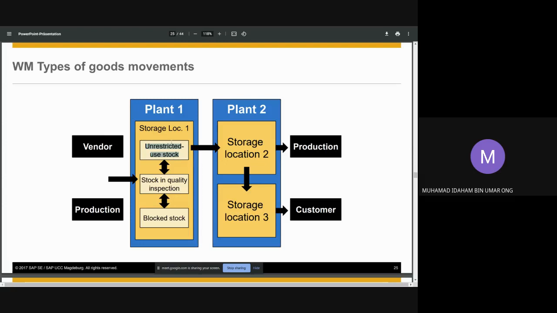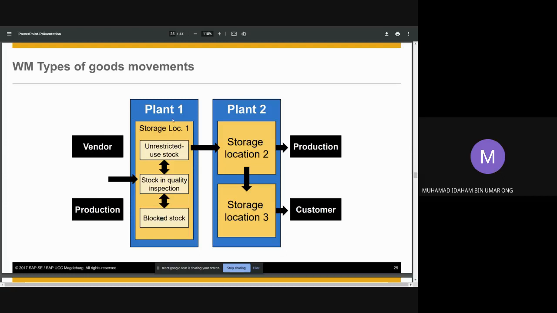Also, before the books are put on the shelf of the library, you are going to put some tagging on the books so that in the future you know where the book is located, so it can be taken out, and when the book needs to be put back inside the library, you know where it should be put back after it's been borrowed by the student or the lecturers. Those are the things that happen after it's labeled as unrestricted stock, use stock, which means it can be used. Blocked stock means maybe there was a problem during the inspection process, so it needs to be returned to the vendor or production.